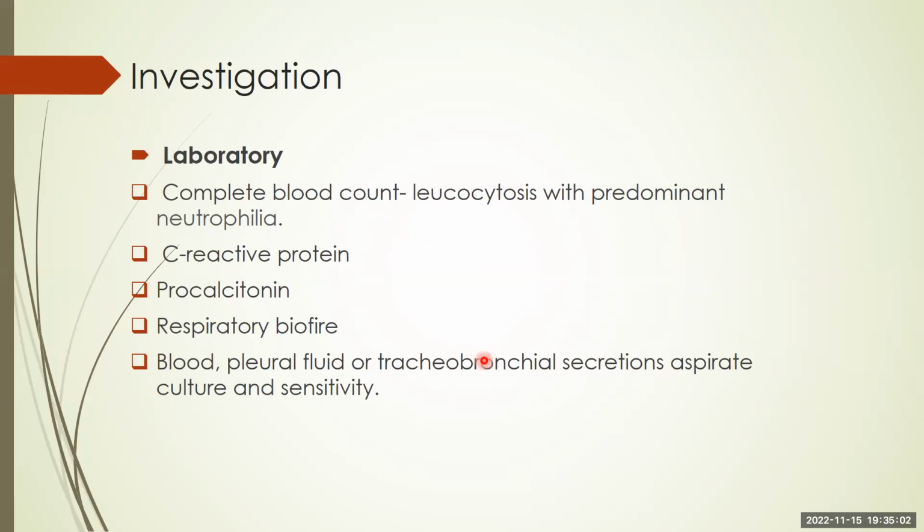For the laboratory investigation, we can do complete blood count, where we can get leukocytosis with predominant neutrophilia. In cases of bacterial infection, there'll be neutrophilia. We can also do C-reactive protein and procalcitonin, which will be raised. Also, respiratory biofire can be done, and it is a PCR-based test which looks at viruses and atypical bacteria. Culture can also be done: blood culture, pleural fluid, or tracheobronchial secretion aspirate, culture and sensitivity.